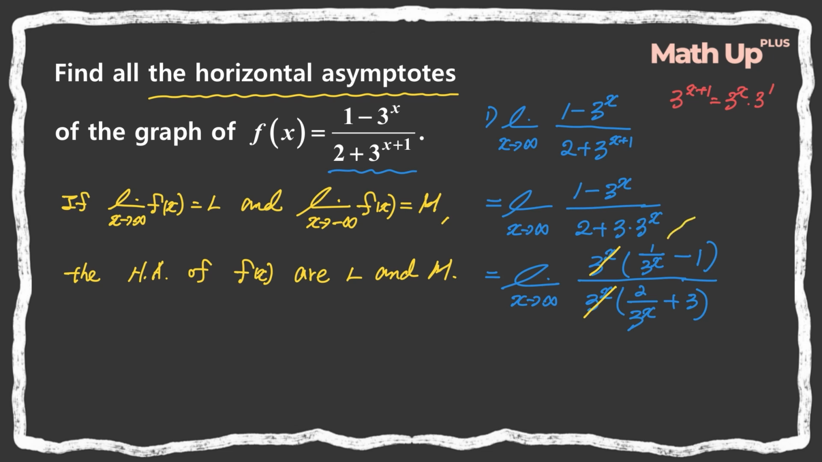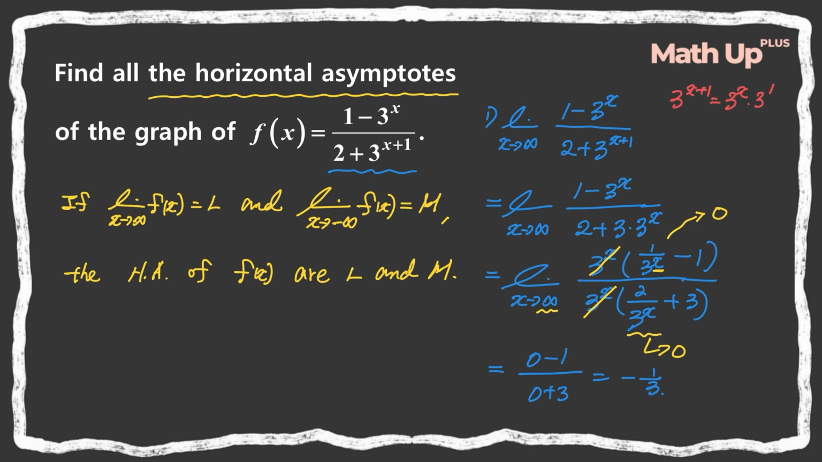And 1 over 3 to the x, if we substitute infinity for x, that's 1 over infinity, right? That approaches 0. This term approaches 0. So this is equal to (0 minus 1) over (0 plus 3), which is equal to negative 1 over 3, right? So one of our horizontal asymptotes is negative 1 over 3.